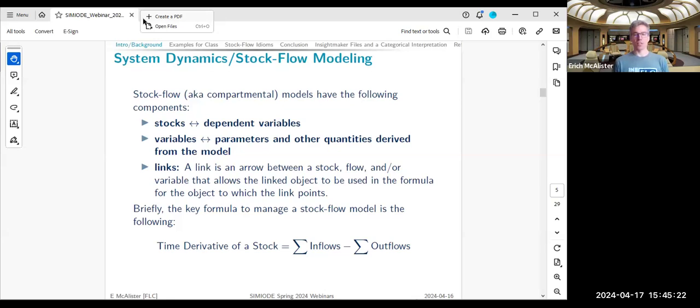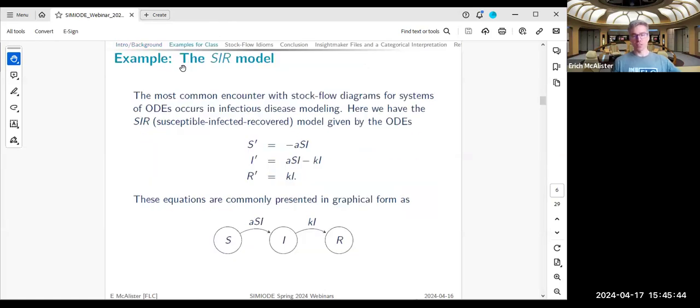Whether they fully appreciate how profound that equation is certainly debatable. Students start to appreciate it a lot more once you get into using Insightmaker and building their own insights. Okay, so let's do an example.